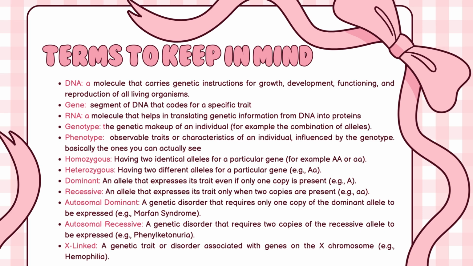Homozygous is two identical alleles, and heterozygous is two different alleles. A dominant allele only needs one to be present and it'll kind of take over. Recessive, two copies need to be present, and autosomal dominant and recessive kind of go hand in hand with that. And X-linked is a genetic trait or disorder associated with the genes on the X chromosome.